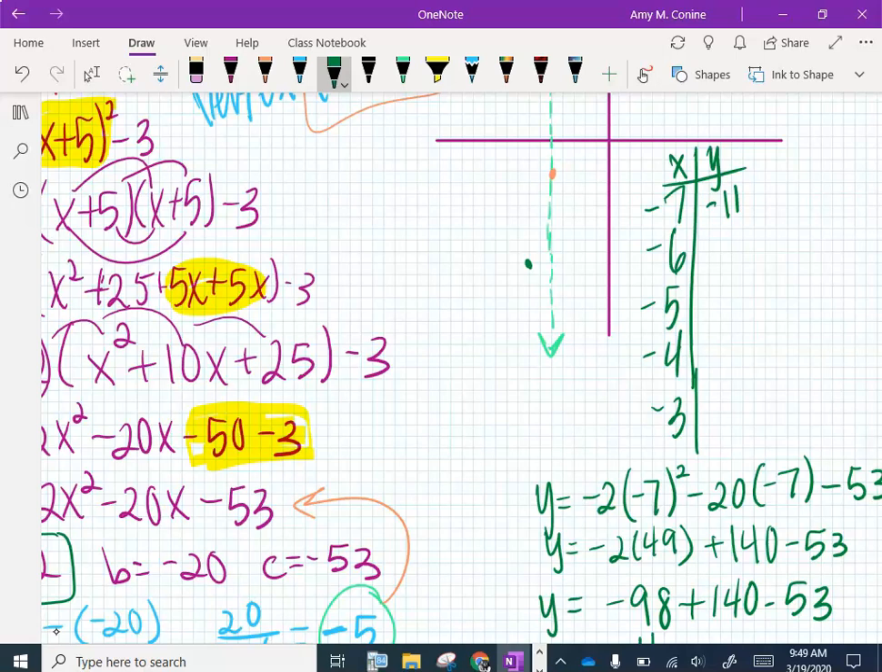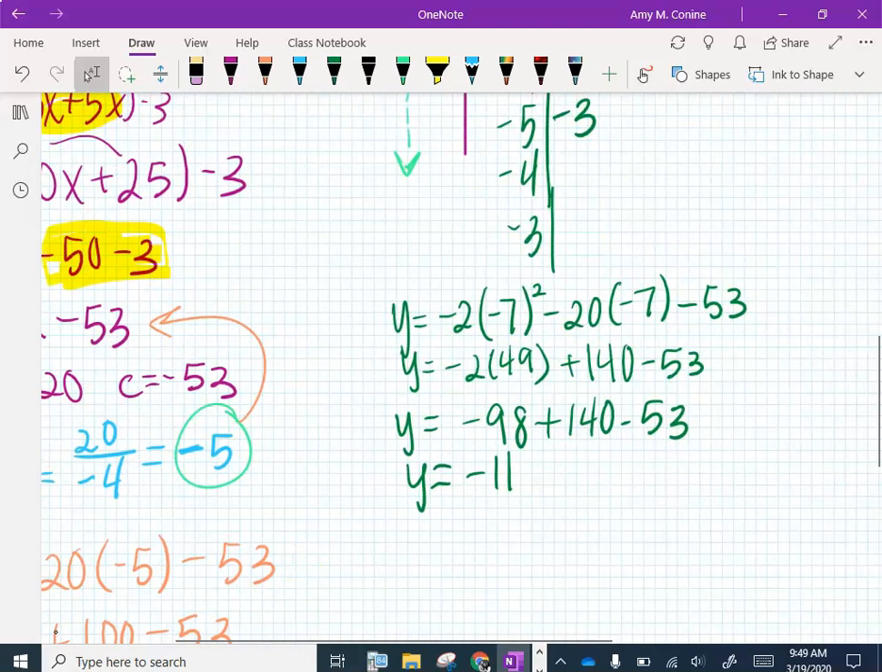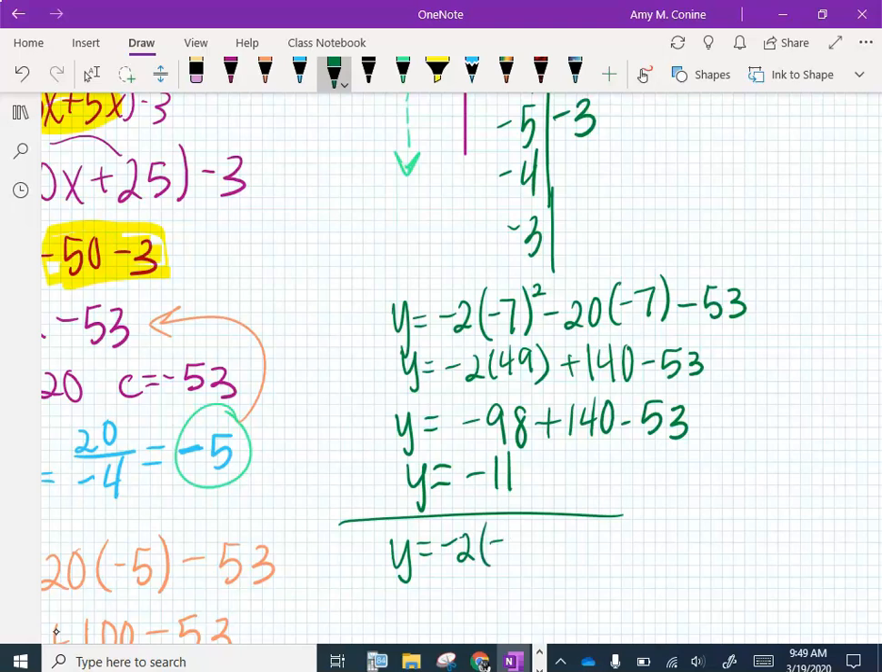We know -5 is at -3. So let's find -6. Again, same thing. Plug in your number, do the algebra. So -2 times -6 squared, minus 20 times -6, minus 53.